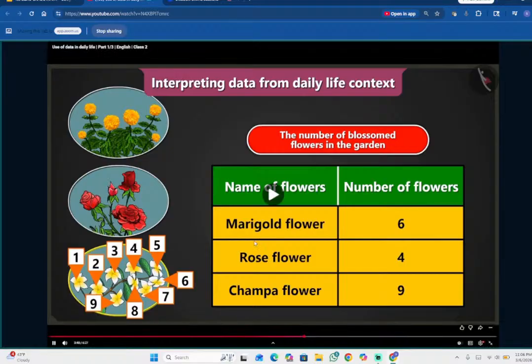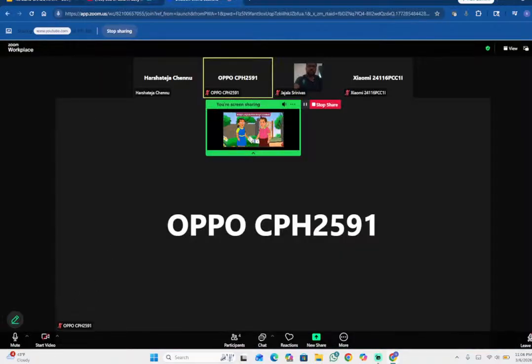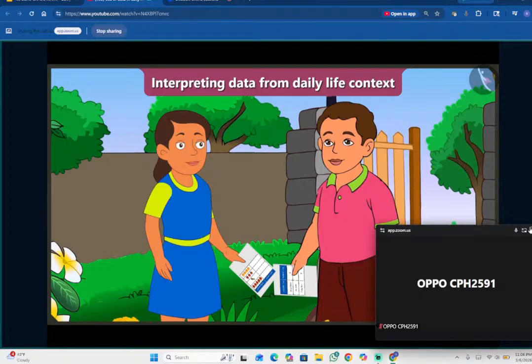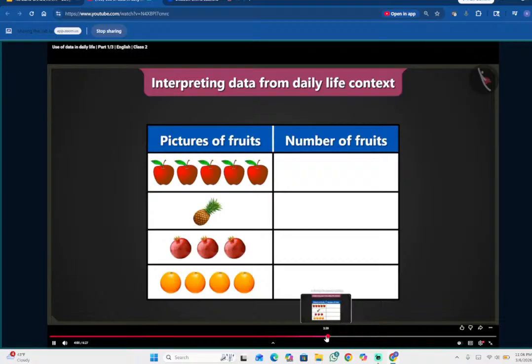Okay. That have blossomed in the garden. Thank you, Bunty. You have really explained the data in the table very well. Yes. Okay. Now show me the second table. Hey, there are only pictures of fruits in it.